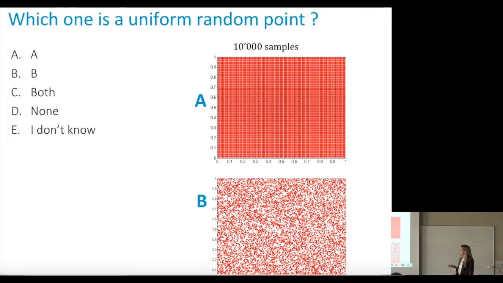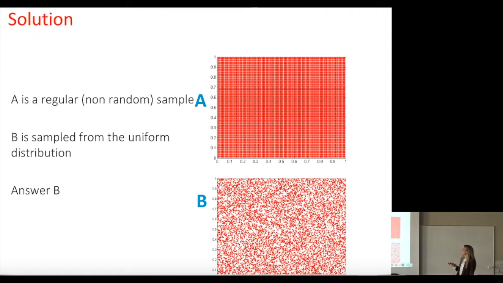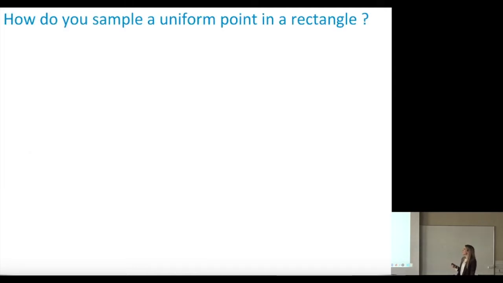The answer is B, so all of you replied correctly on this. And let's see the why. A is regular, there is no randomness at all. And B is random and it's sampled from the uniform distribution, so this is a uniform random point. This was simple. So let's see now how do we sample a uniform point in a rectangle.